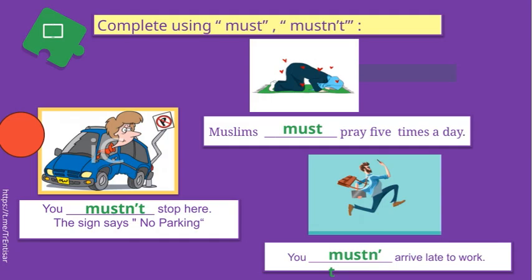Let's look at some common words we use to talk about obligations and permissions. On this slide, we'll focus on must and mustn't, which are very useful for giving clear instructions or rules. For example, Muslims must pray 5 times a day. This shows a strong obligation. Then we have mustn't, which means you are not allowed to do something. For instance, you mustn't arrive late to work. Punctuality is important in many settings. Now let's practice completing these sentences. You must stop here. The sign says no parking, so you shouldn't park in this area.